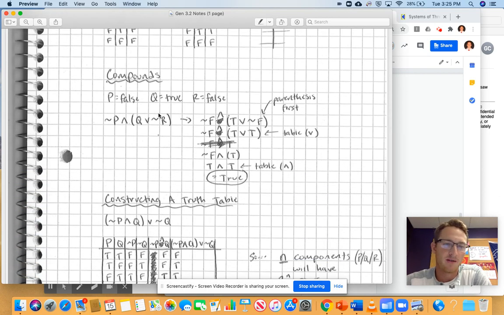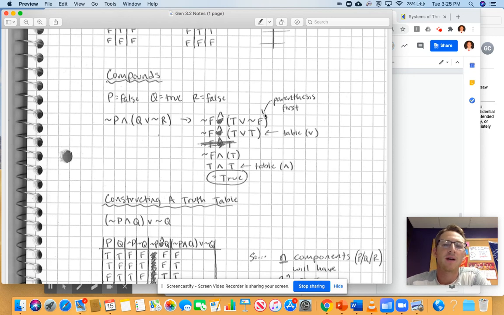Here we have some compounds. We're going to say that P is false, Q is true, and R is false for this statement right here. So we have not P and parentheses Q or not R. So we are going to read this as not false because P is false, and parentheses Q is true, so true or not false because R is false. So not false and true or not false.